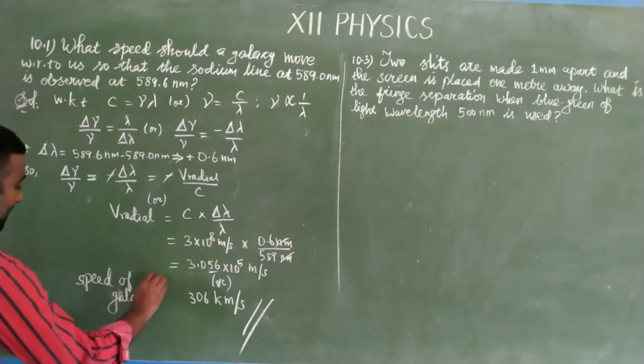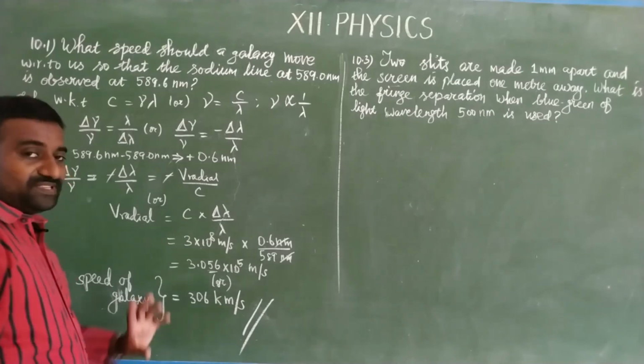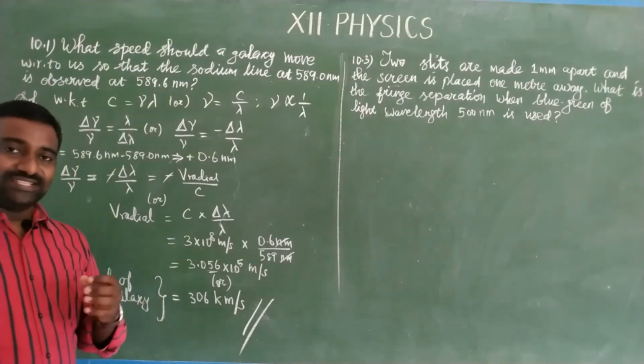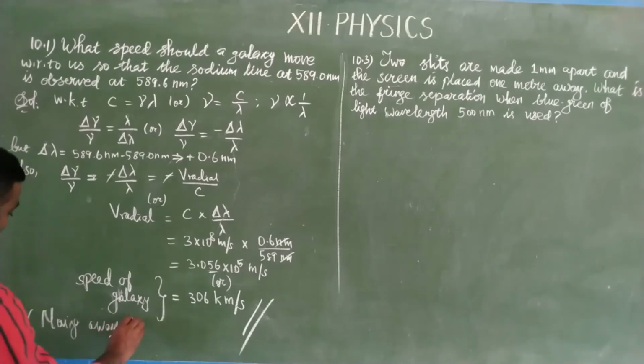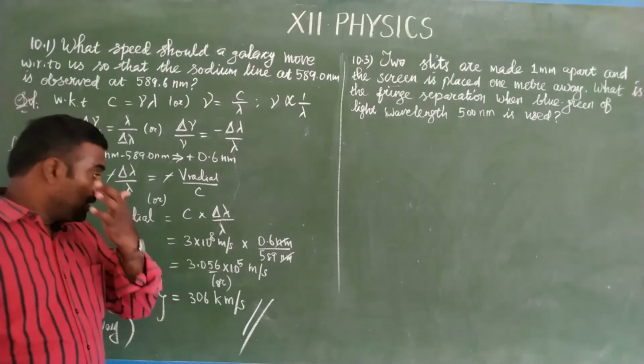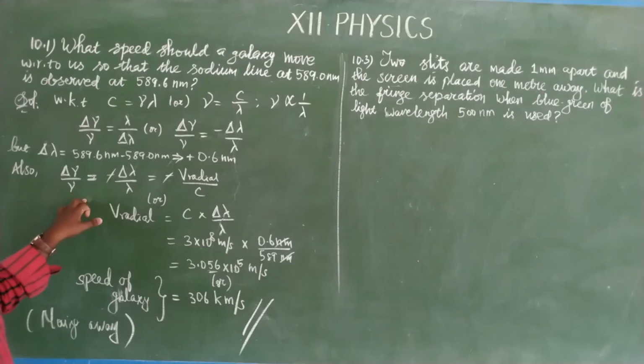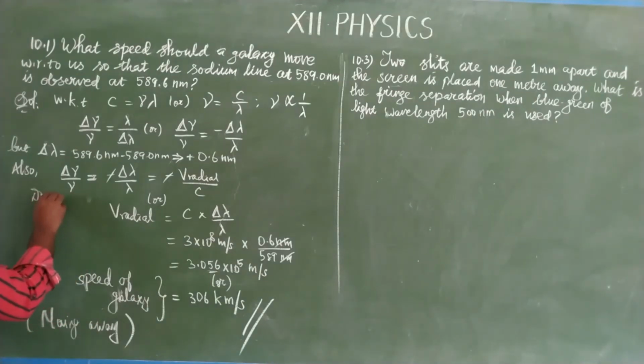So the speed of the galaxy is 306 kilometer per second, moving away from us. This is the formula we got from the Doppler effect. Using the Doppler effect only, we got the radial velocity value.